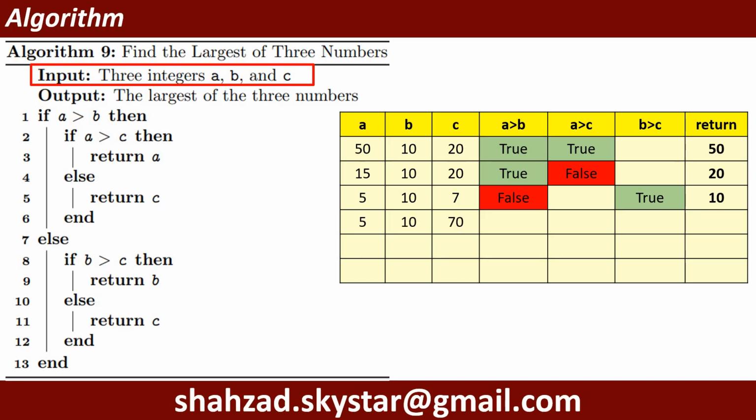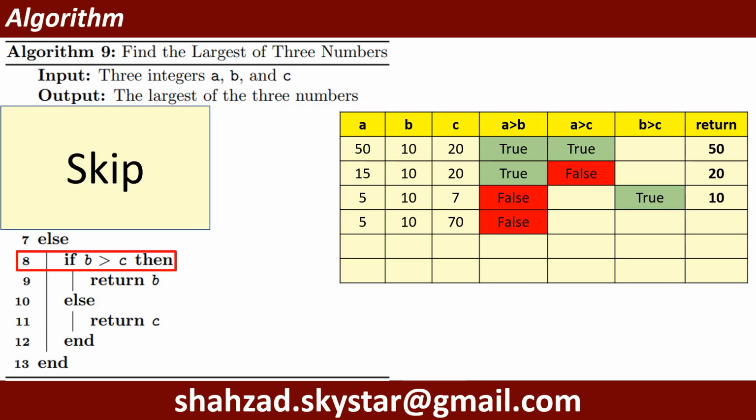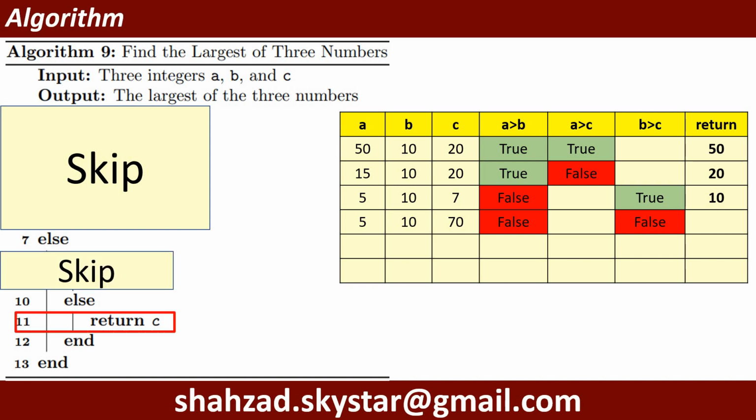Now I'm taking another input: 5, 10, 70. If A greater than B, meaning 5 greater than 10, this condition will be false. Then this whole if block will be skipped. Then it will check the nested if else block. If B greater than C, meaning 10 greater than 70, that condition is false. In the case of false, the if part will be skipped and the else part will be executed, that is return C. It will return the value of C, that is 70.